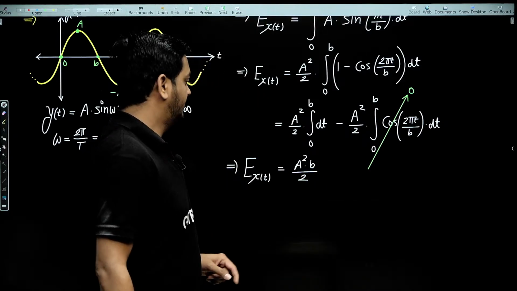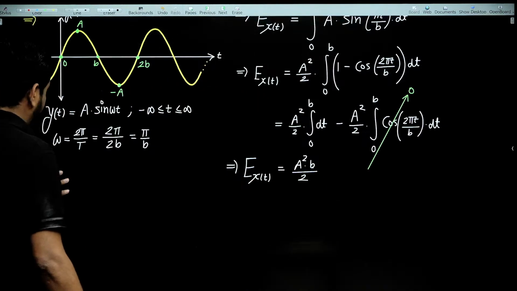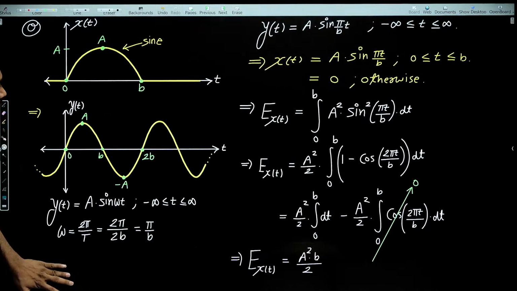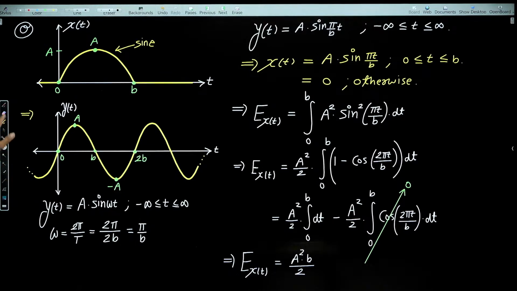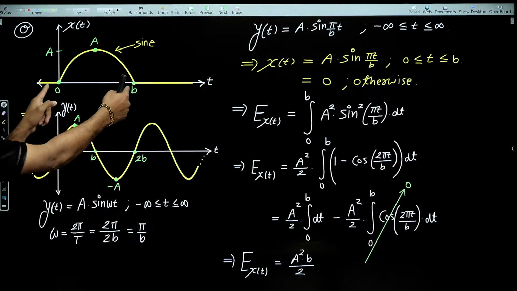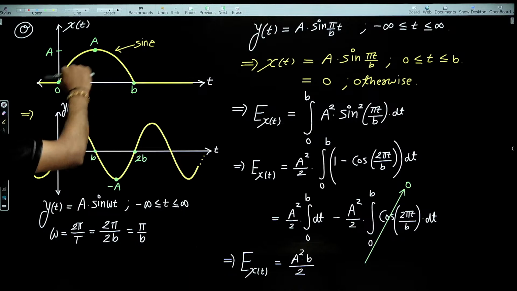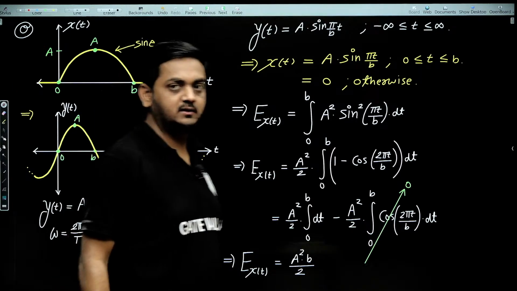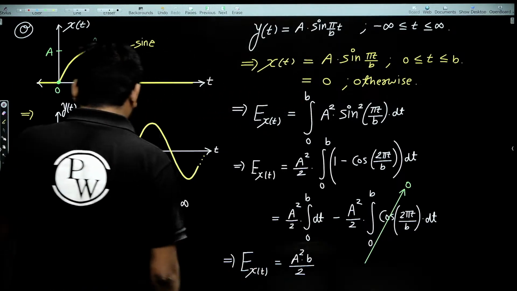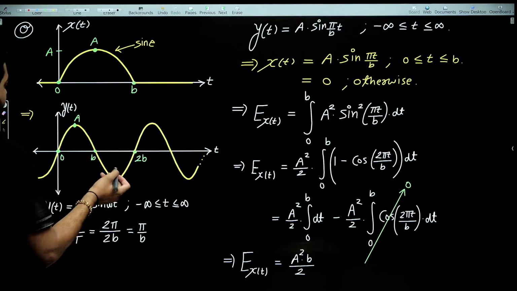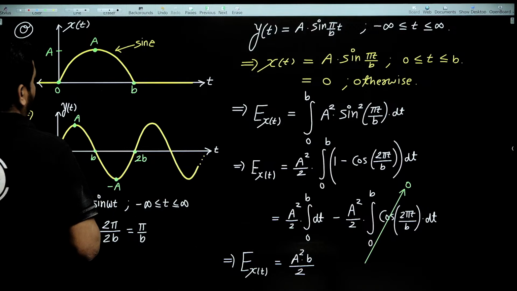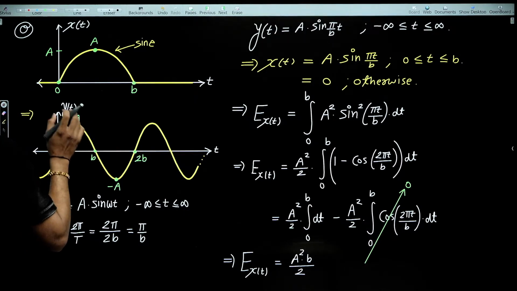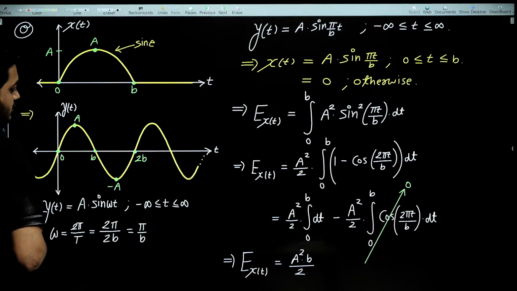Again you can see here energy is directly proportional to the square of the amplitude, and directly proportional to the signal width, guys. Correct? Again, time shifting and time reversal operations don't alter the energy of the given signal. So energy remains the same for whatever the location of this sinusoidal function.